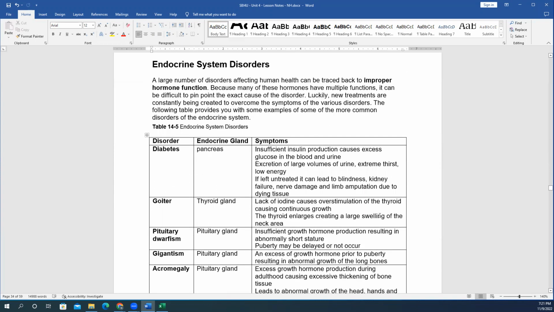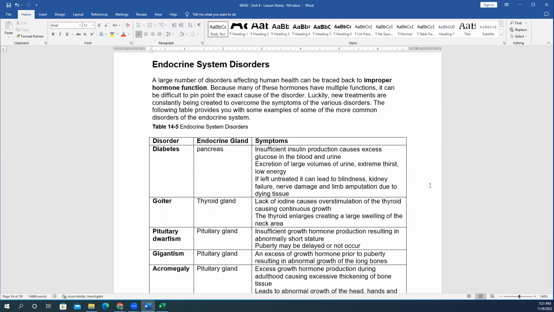There's also some disorders having to do with the endocrine system. There's a great many disorders that affect human health, and we can really trace these back to improper hormonal function. And because, as we've seen in our examples that we've discussed, many of these hormones don't just have one function, one target, one effect. They have really multiple functions.